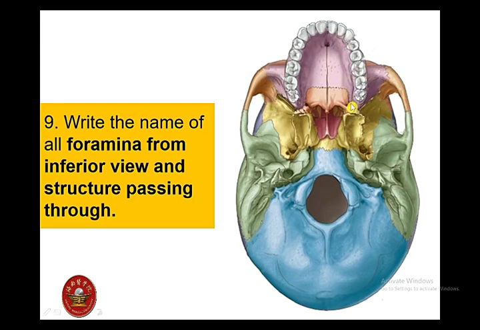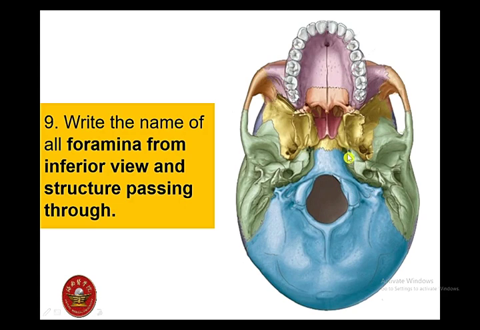Let's come to this point. We got here the greater palatine foramen anteriorly, and a little bit posterior, the lesser palatine foramina. Respectively, the greater and the lesser palatine nerves and vessels pass through these foramina. We got here the pterygoid canal. The pterygoid canal is letting the pterygoid nerve and the vessel pass through.